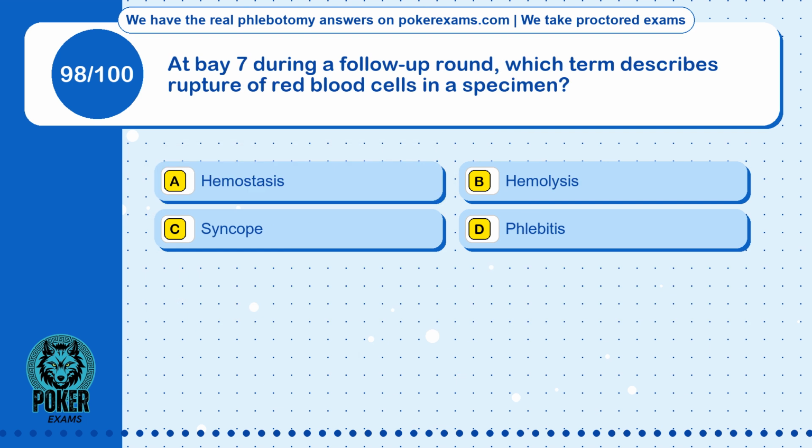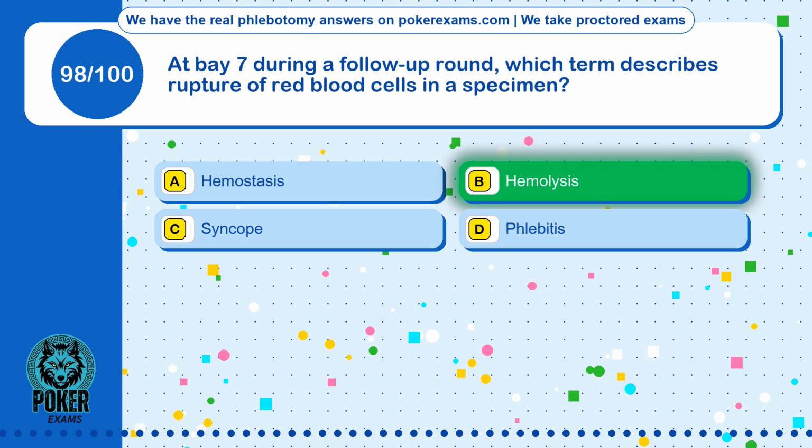Question 98. At Bay 7 during a follow-up round, which term describes rupture of red blood cells in a specimen? Option A, hemostasis. Option B, hemolysis. Option C, syncope. Option D, phlebitis. The correct answer is option B. Hemolysis.